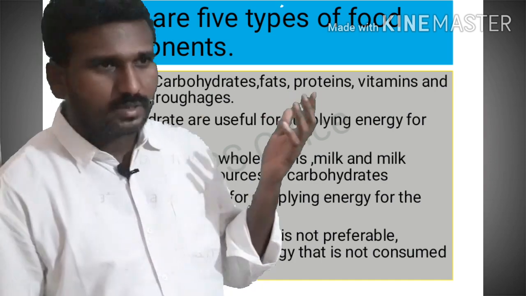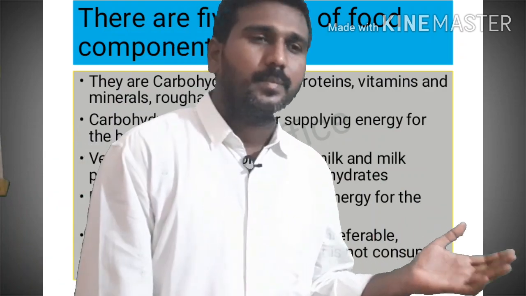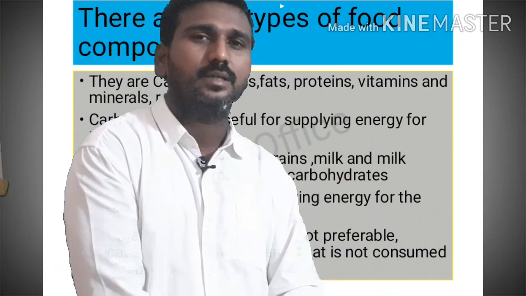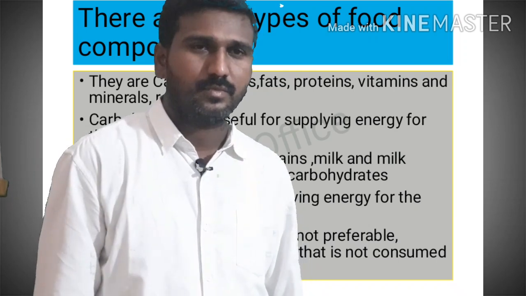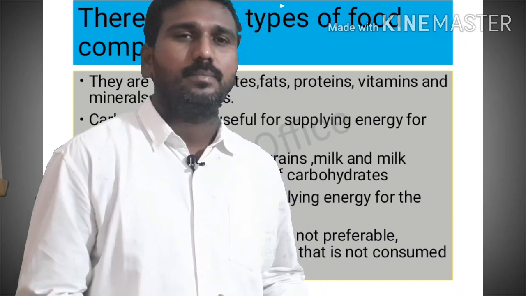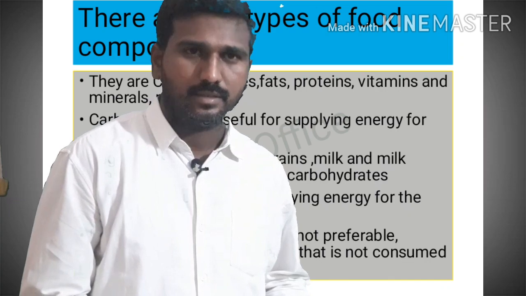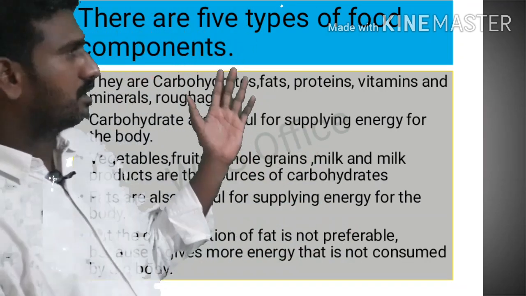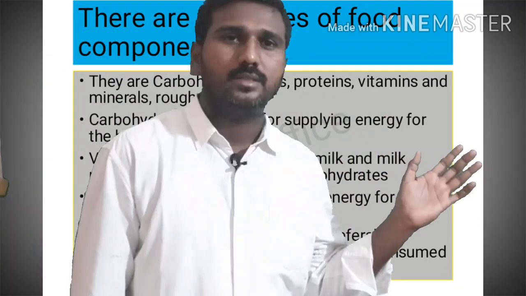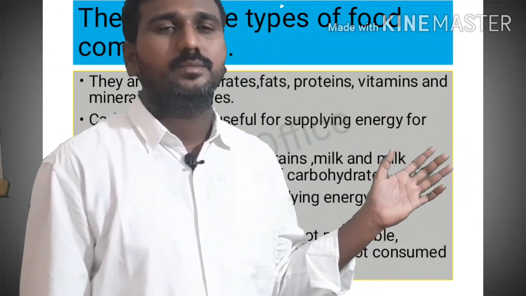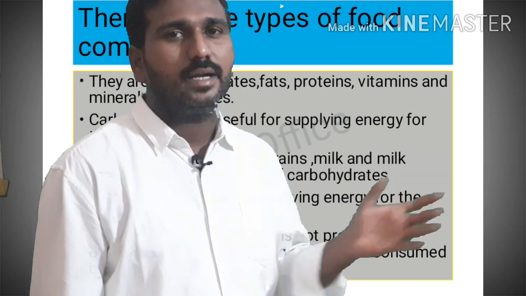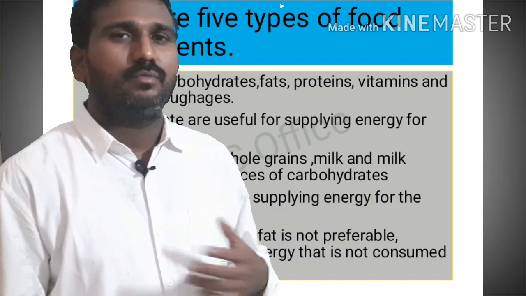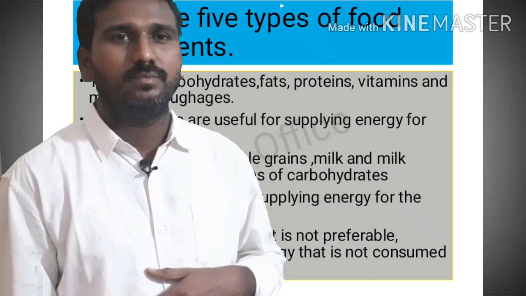So food components, the components present in the food material that make it nutritious, add some nutritive value to it, are called food components. There are 5 types, that is carbohydrates, proteins, vitamins and minerals, fats and roughages. So these are the 5 different types of food components observed in various types of food material.